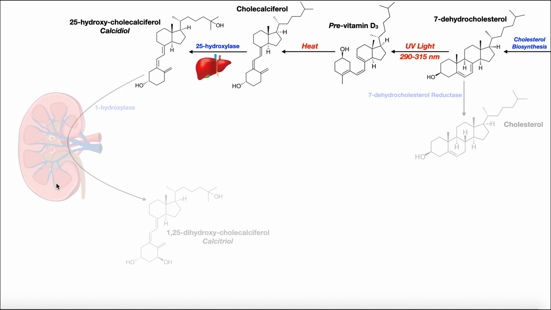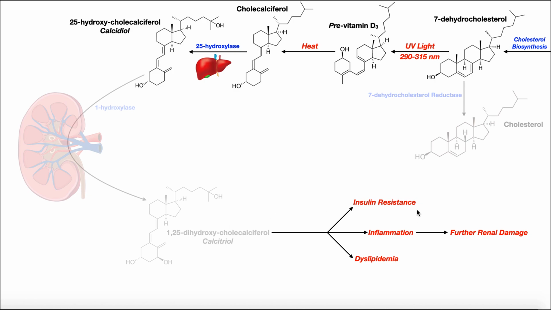What happens if we have kidney disease? Well, we have less of this enzyme over here, 1-hydroxylase, and so there will be less conversion of calcidiol to calcitriol, and so there's less active vitamin D. What would that cause? Well, there's less vitamin D, so now we have the opposites of all those things. We get more insulin resistance, so decreased peripheral sensitivity to insulin, more inflammation, and dyslipidemia. And really all three of these things lead to further kidney damage.